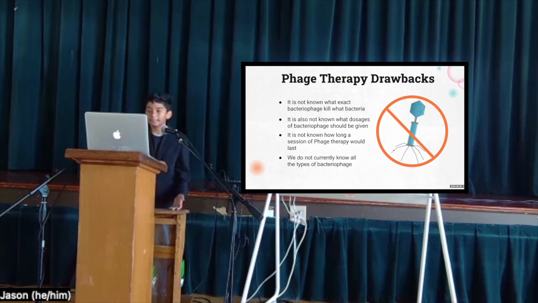Currently, phages are hard to prepare for use in people and animals, and it's also not known what exact types of bacteriophages there are and what they specialize in killing and what dosages should be given. It's also not known how long it'll take for phage therapy to even work. Also, not all phages are as deadly as others against bacteria, and there might not even be enough types of phages to treat all the diseases.